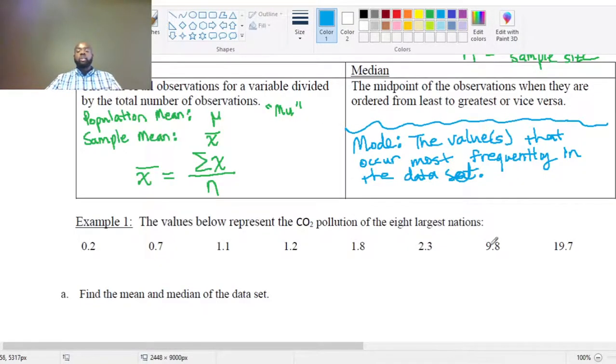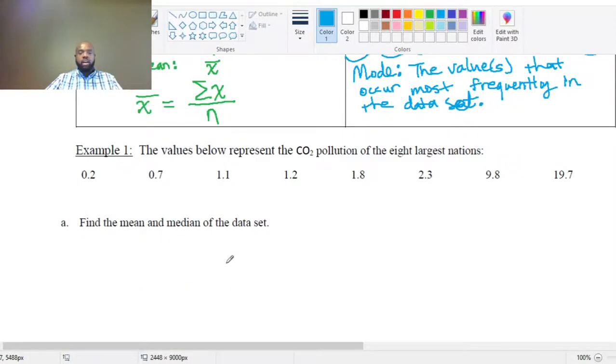All right. And so let's look at this example here where we calculate the mean and the median of a data set, right? It says the values below represent the CO2 pollution of the 8 largest nations, right? So 0.2, 0.7, so on and so forth, 9.7. Let's calculate the sample mean, which is given by X bar. That's the sum of all of your observations divided by the number of observations, right?